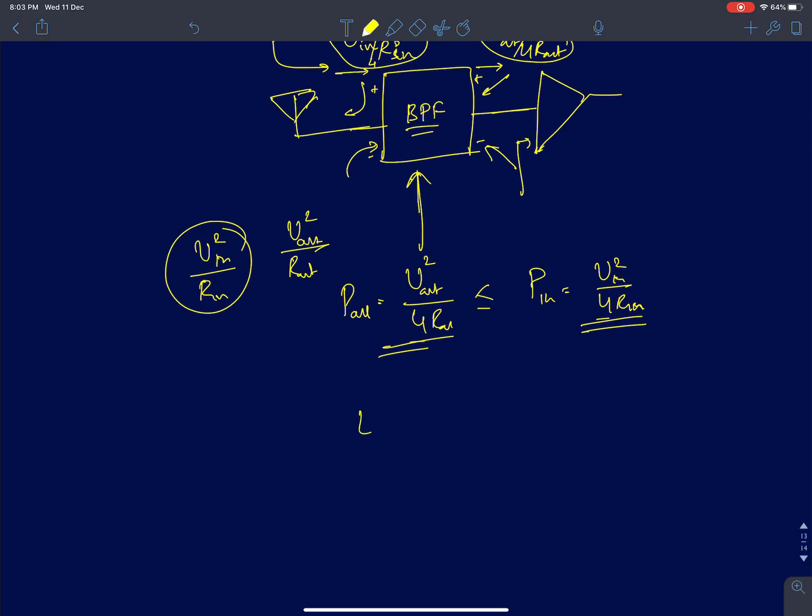Now, loss is defined as the input power divided by the output power. So loss can be greater than or equal to 1, because input power for a passive circuit will always be more than the output power. For a lossless passive circuit, input power will be equal to output power and loss will be simply equal to 1.